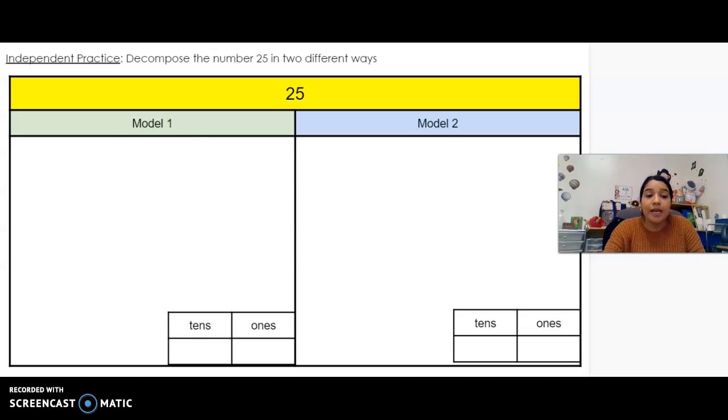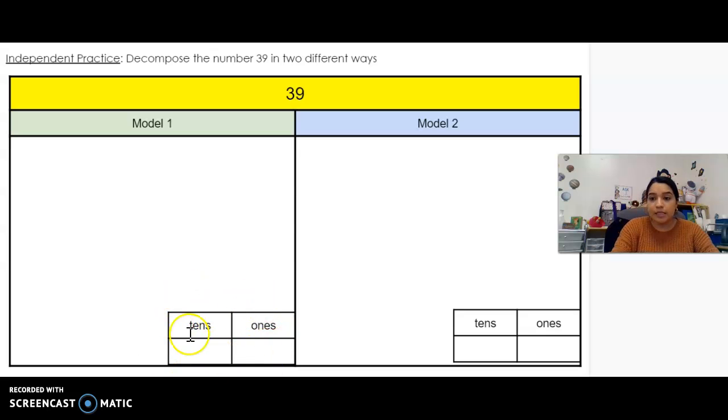Then you will have the number 39. You're going to model the number 39 in 2 different ways. Okay, so make sure to use your base 10 blocks and draw to help you model the number 39. So you're going to go ahead and draw your pictorial model right here. So we draw our 10 longs and then dots for our ones. And then go ahead and fill in this place value chart right here at the bottom.